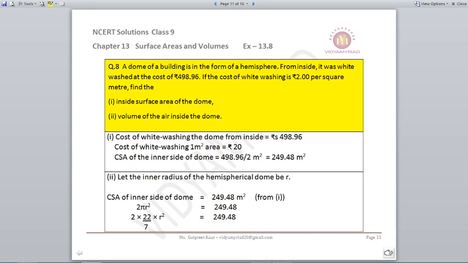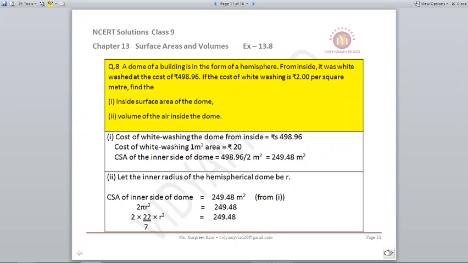Question number 8. A dome of a building is in a form of a hemisphere. From inside it was whitewashed at the cost of rupees 498.96. If the cost of whitewashing is rupees 2 per square meter, find the inside surface area of the dome. So what we are going to do is, for the total cost, we will divide it by per cost. We will come to know the area, that comes to 498.96 divided by 2. You will find the area of the inner dome, that is 249.48 meters square.